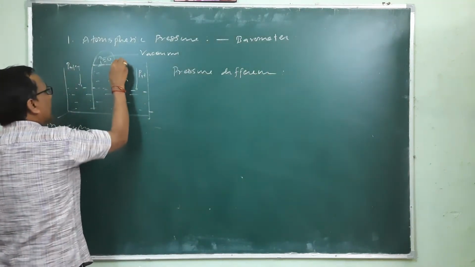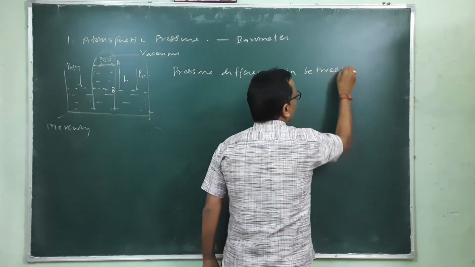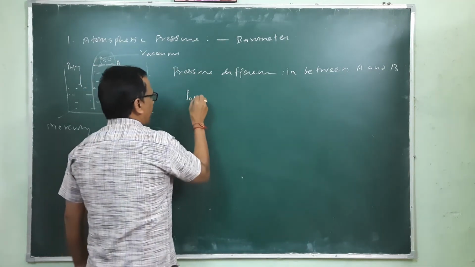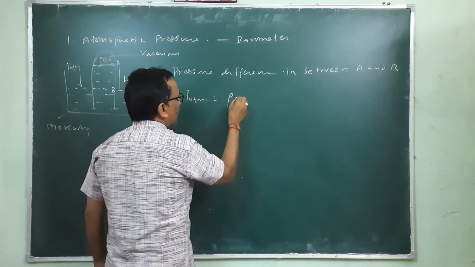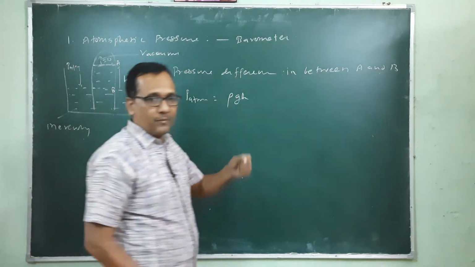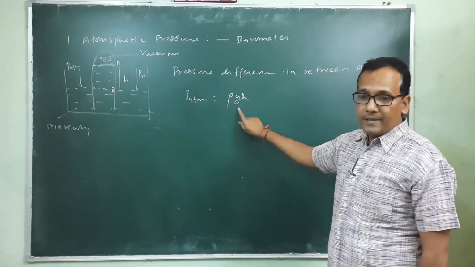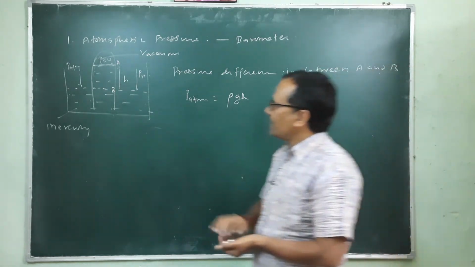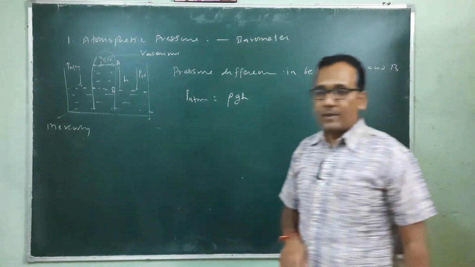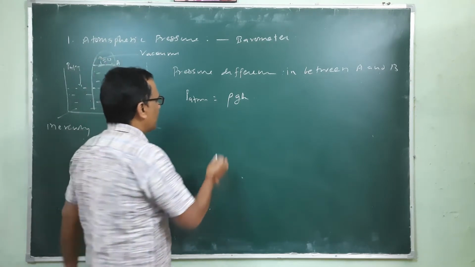Let's say this point is A and this point is B. In between A and B, the pressure is equivalent to atmospheric pressure, which is equivalent to rho multiplied by g multiplied by h. In the last class we discussed the pressure between these two points. Here rho is the density of mercury, g is the acceleration due to gravity, and h is the height of this mercury column. So by using this formula, one can calculate the atmospheric pressure using this barometer.